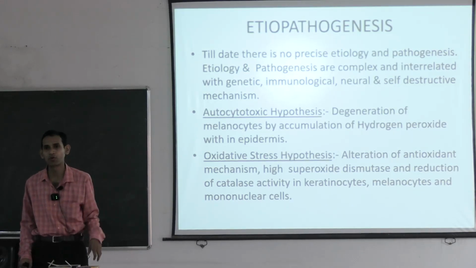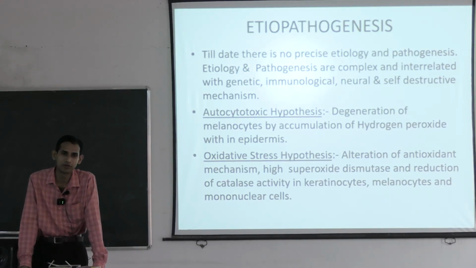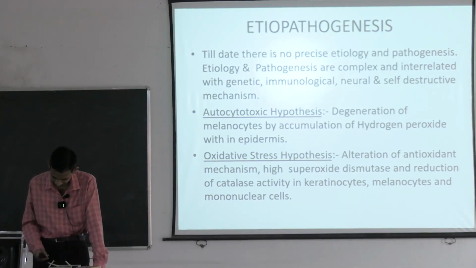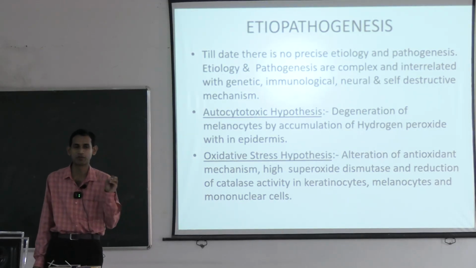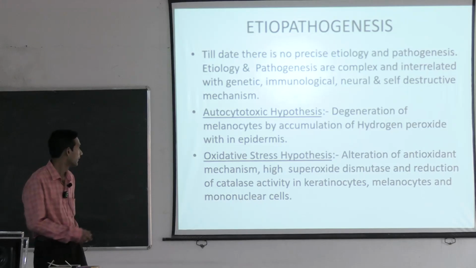And also there are some autoimmune hypotheses. Vitiligo is an autoimmune disease, and in most cases it is associated with many autoimmune diseases, leading to the destruction of the melanocytes. So these are all hypotheses, but the exact pathogenesis is still not clear to us.